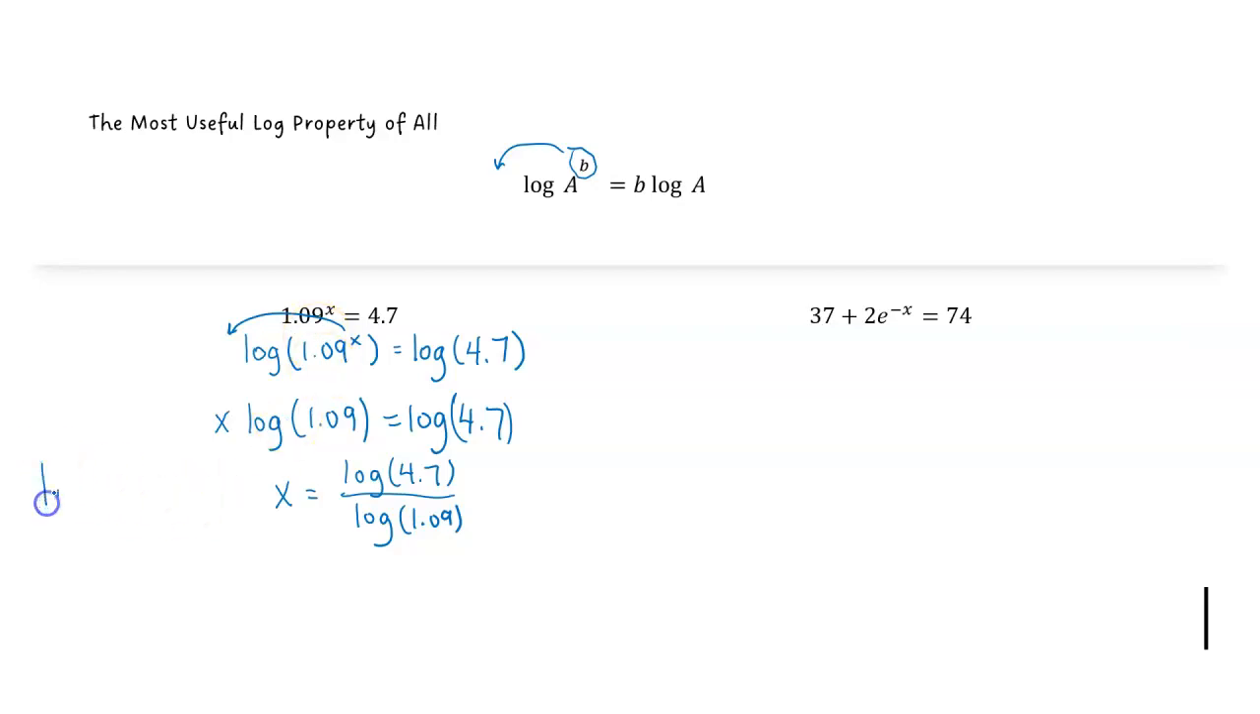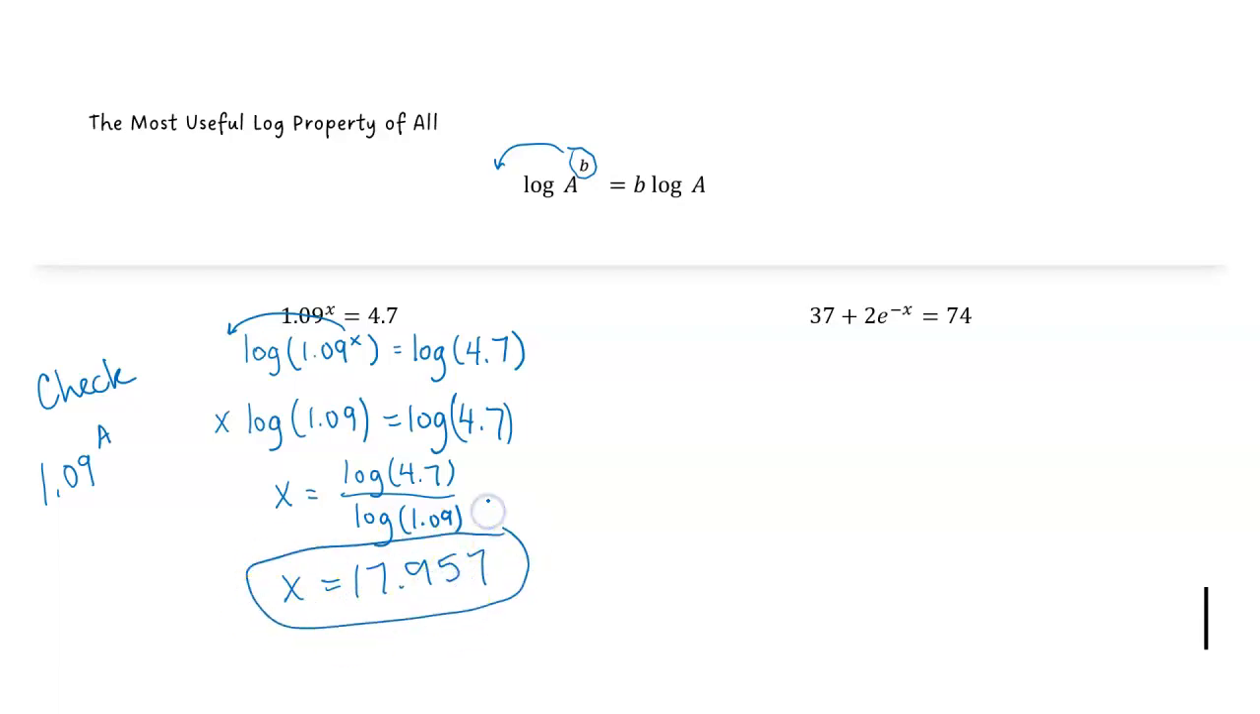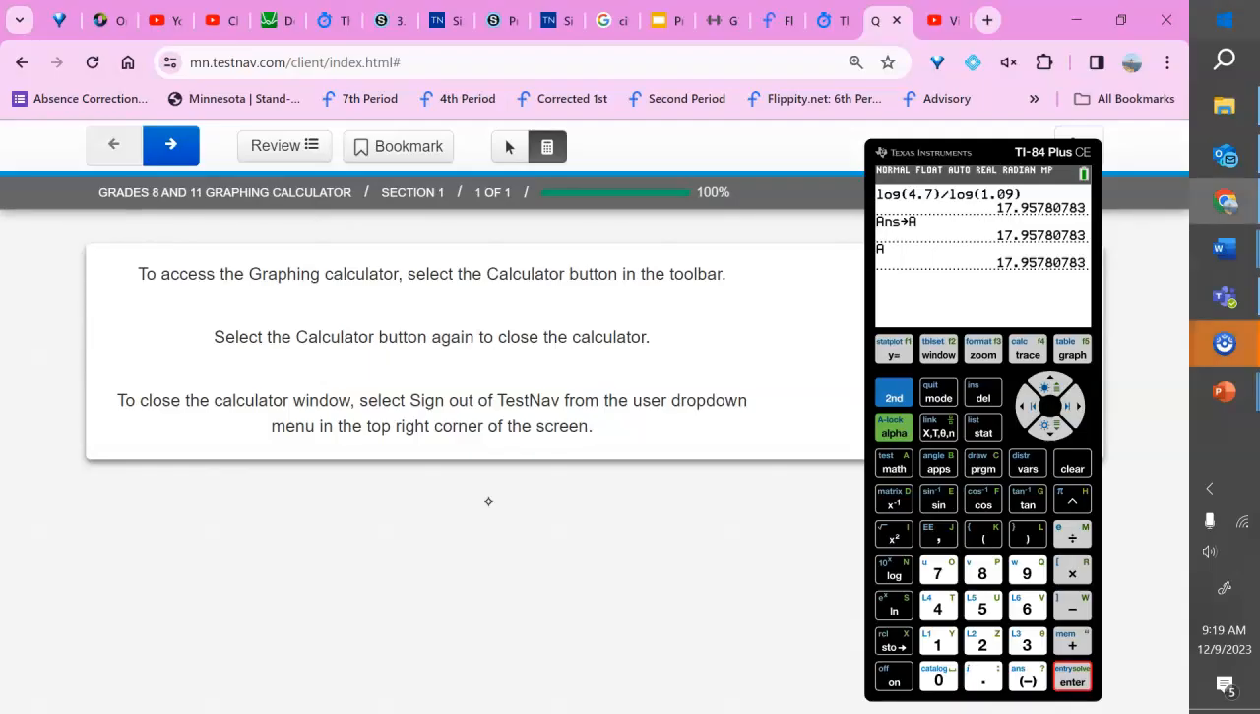I'm going to do 1.09 to the A power and see if I get 4.7. So again, we solved it. We got x equals 17.957. That's a good answer, but I want to check it with the exact answer. So that's why I'm storing it, so that I can use that actual answer. So I do 1.09 to the, and then I type in an A, and I hit enter, and it's exactly 4.7. That's kind of satisfying.